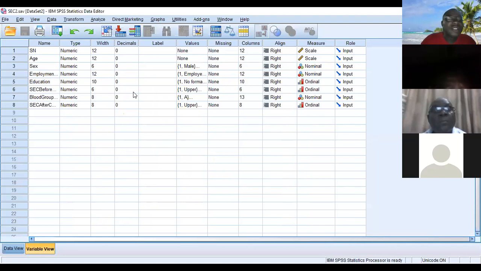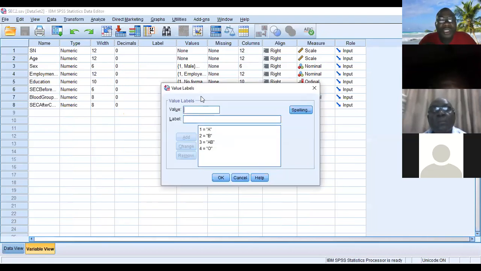Look at the block group. Click on the value under the Value column for block group and open it. You see that I've coded it. If you want to run the goodness of fit test, it's good to have coded it, because you need the order the way it is ordered. I put block group A as 1, B as 2, AB as 3, and O as 4. It's good, so close that.